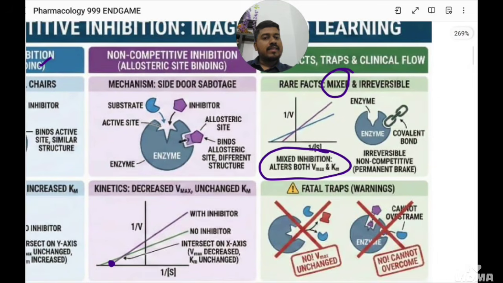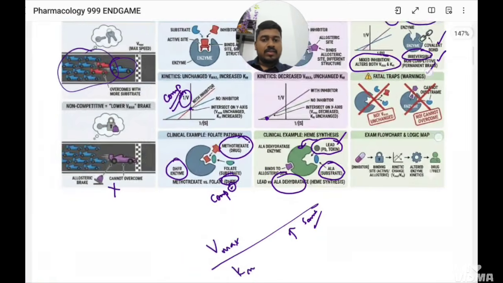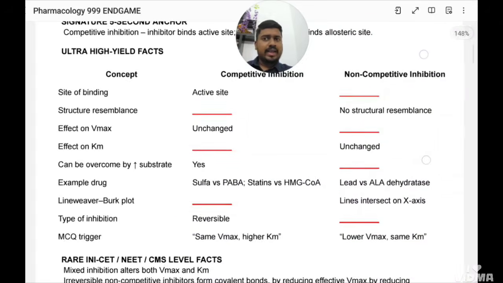And second, in the case of some irreversible non-competitive inhibitors, there is a permanent bond between the enzyme and the inhibitor, that is a covalent bond. So in this case it causes irreversible inhibition. There is something called irreversible inhibition. So let's go to the question. There shouldn't be any doubt from now on.